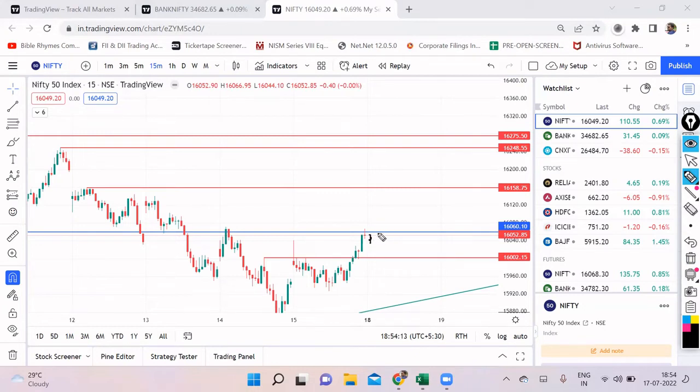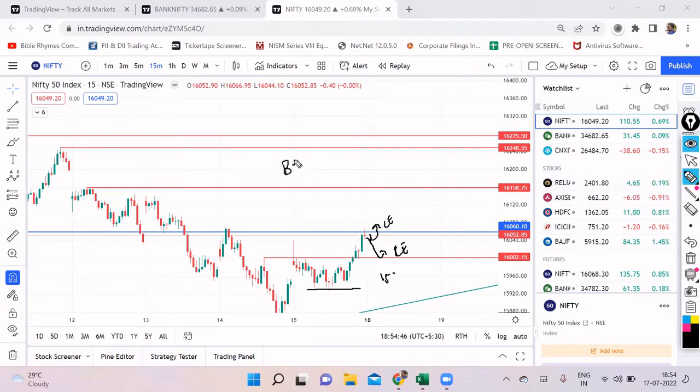Just in case of a flat opening, definitely we'll look at a buy. In case it gives a dip until 16,000 also, then we'll buy a call here, and here also we'll buy a call, and the first target is 16,150. Selling should be only below this level, which is around 15,930 if I'm not wrong. Let me just check that. Yeah, 15,940 you can consider.